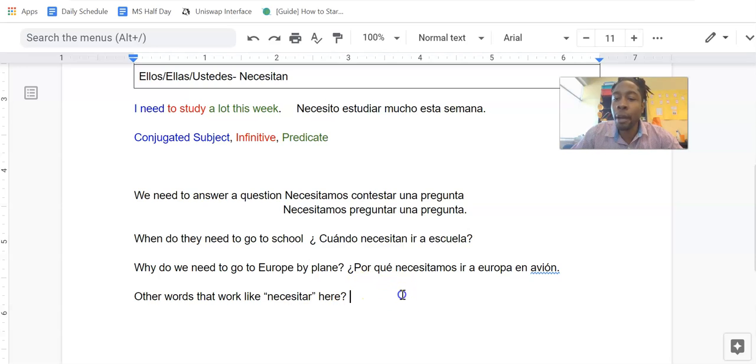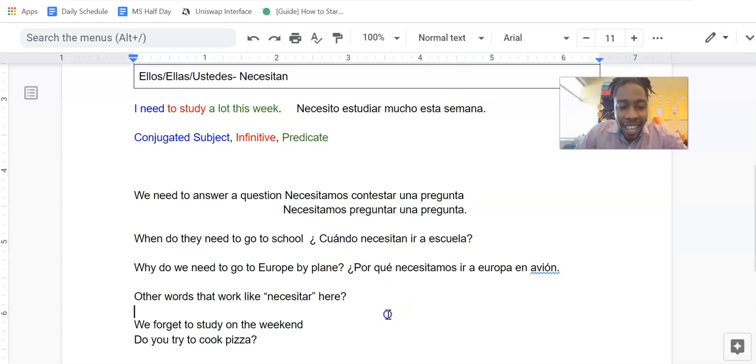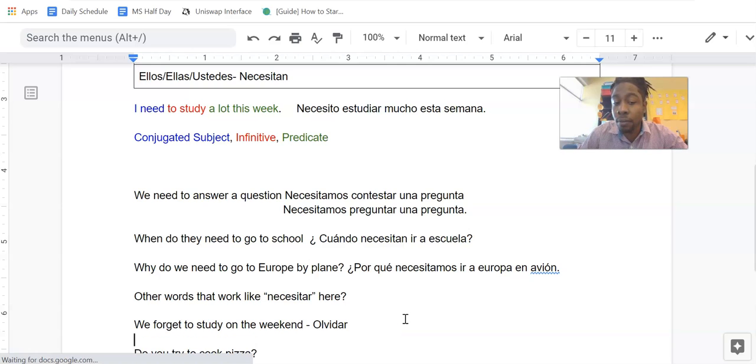So I'm going to do two examples, one with olvidar, one with tratar, and then it'll be adios after that. So we're going to say we forget to study on the weekend, and I'm going to say, do you try to cook pizza? I love pizza. So our word to forget is olvidar. And we're going to say nosotros, optional, olvidamos estudiar en el fin de semana.